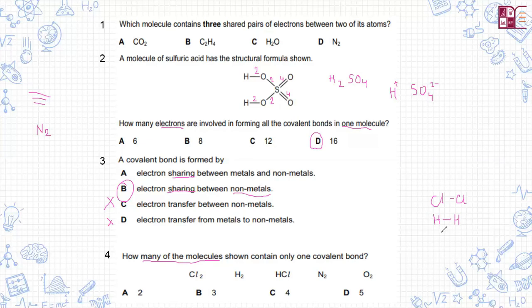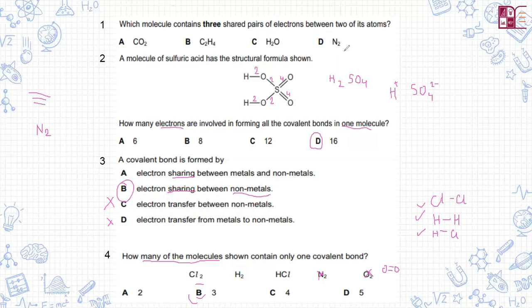This is H2. This also needs one, and then HCl. This one also needs one, because chlorine is in group 7 and hydrogen is in group 1. N2 needs 3. It has 3 bonds in between, and O2 has 2 bonds in between. So these will be incorrect. The ones left are only 3: chlorine, hydrogen, and HCl. So B is going to be the correct one.